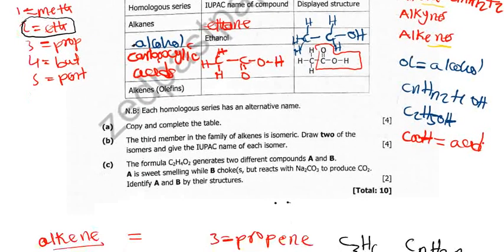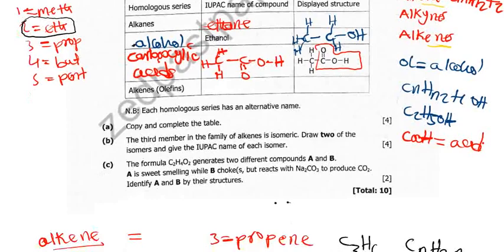The last question says the formula C2H4O2 generates two different compounds A and B. A is sweet smelling while B chokes, but reacts with sodium bicarbonate to produce carbon dioxide. Identify A and B by their structures.